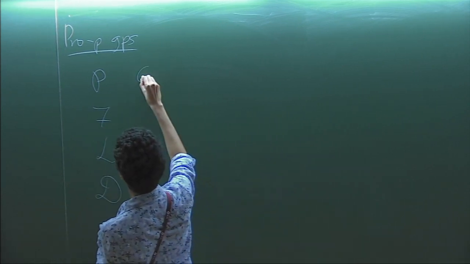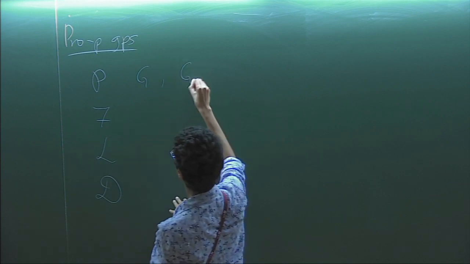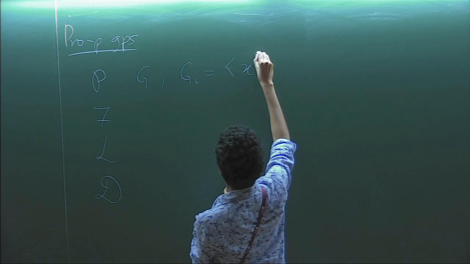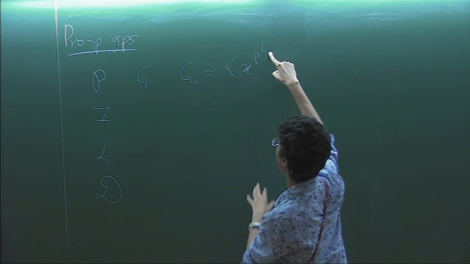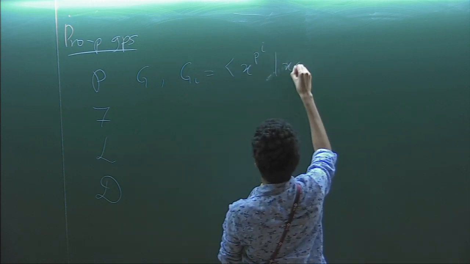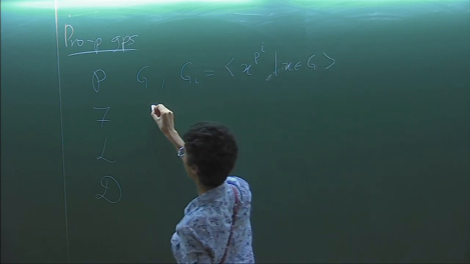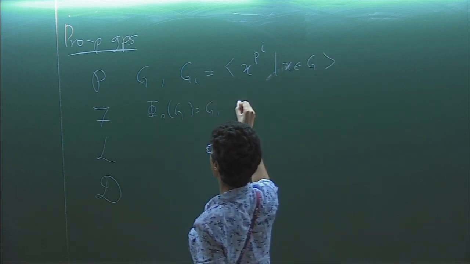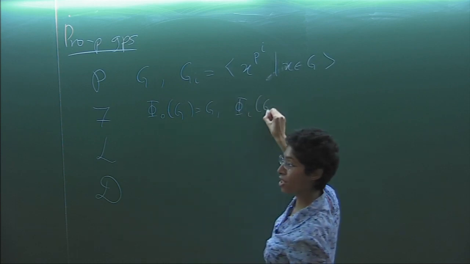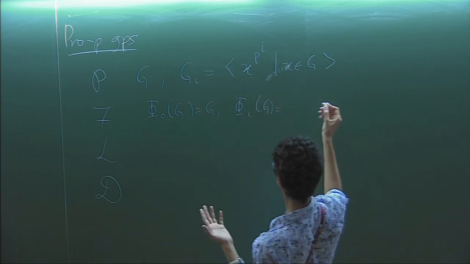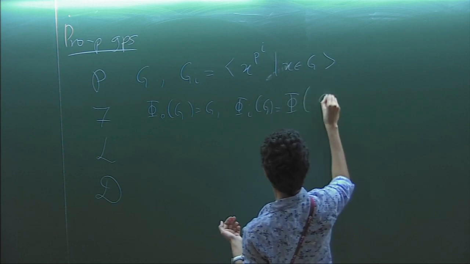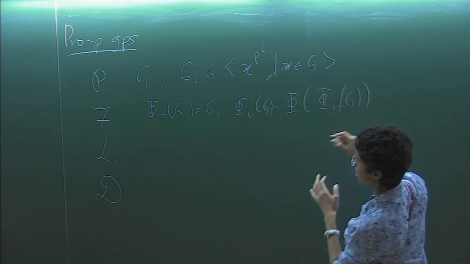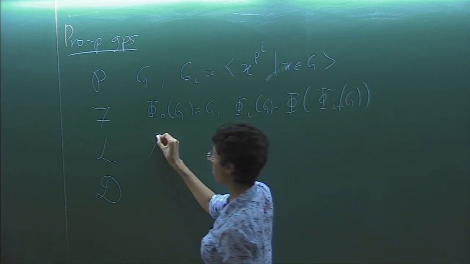So the p-power series: you start with G, and then the next term is defined by taking the subgroup generated by all p^i-th powers, for x running through all elements in G. The Frattini: you start with, of course, the original group, and then for the next term you just take the Frattini subgroup of the previous one. I minus 1.